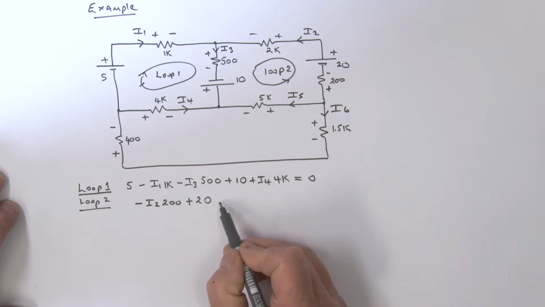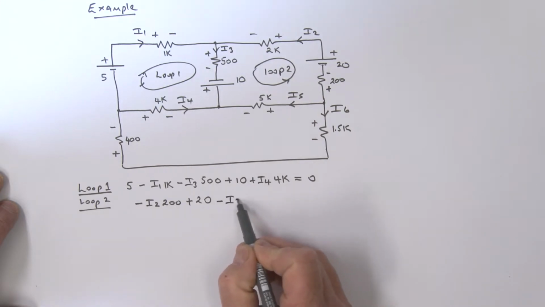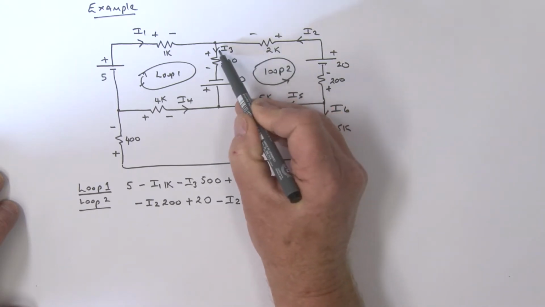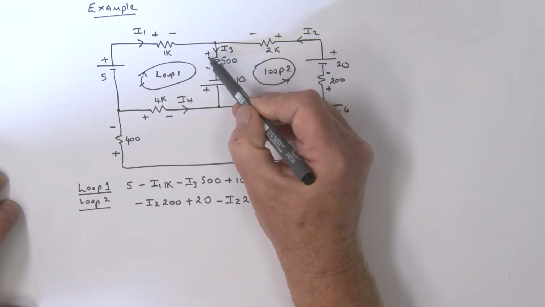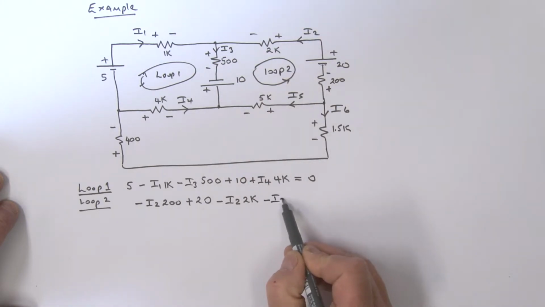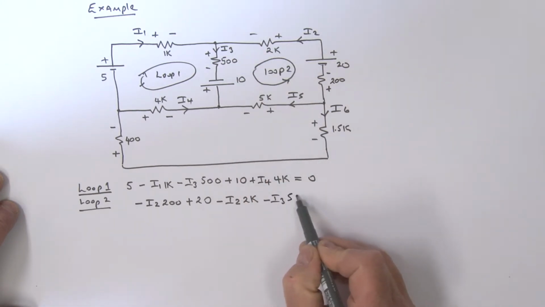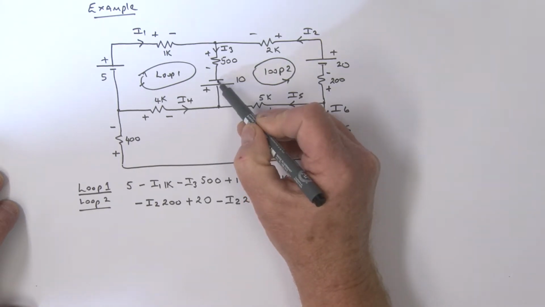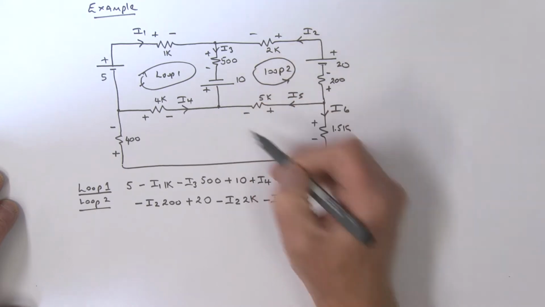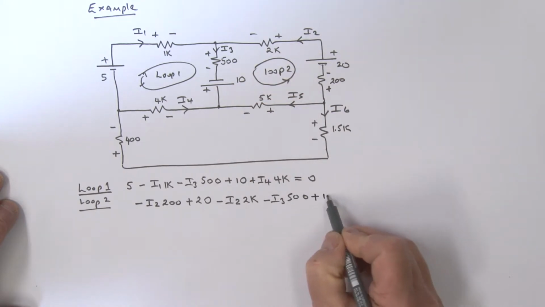So that's a minus I2 times that 2k. Coming on round, we're again falling. That's a plus to a minus. So that's a minus what? I3 times 500. We've come to our source here, so that's a minus to a plus. What is that? That is going up, so that's a plus 10.